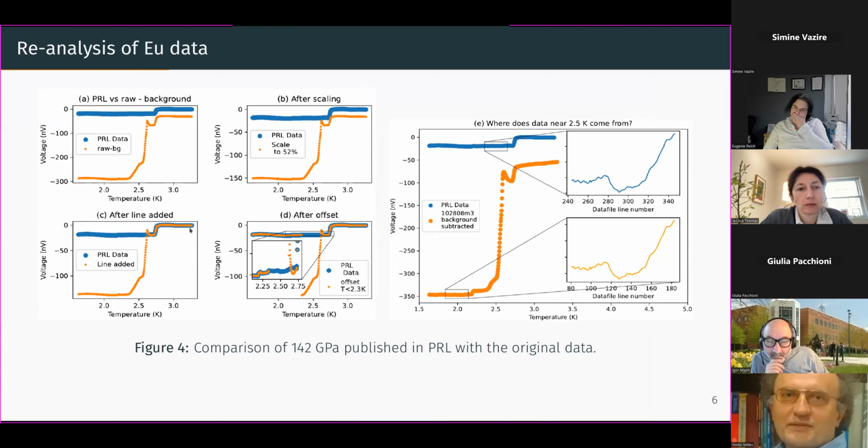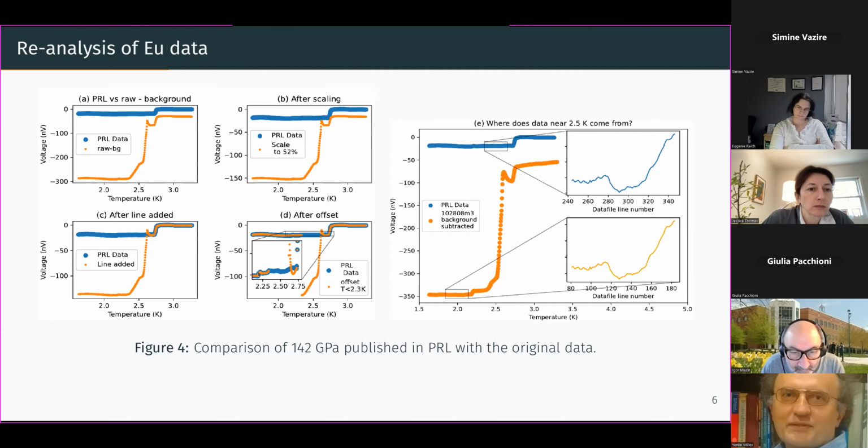Here's another example for the 142 GPa data. So blue is what was published in the PRL, and orange is what was actually in the data files. Here you can see essentially what's been done is this whole thing at low temperature has been gotten rid of. So the first thing is it's scaled to 52% of its original amplitude. Then we add a line. So now you can see this high temperature portion of the data lines up. And then some of this low temperature portion of the data was shifted up. So now we get agreement here.